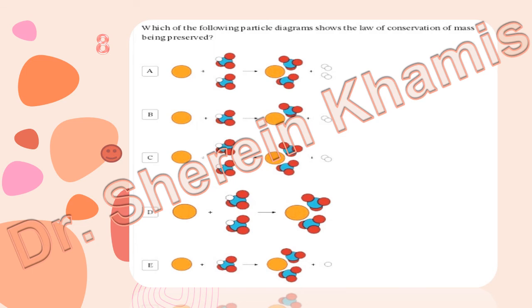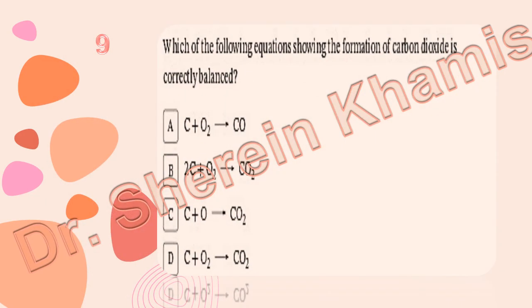Let's go into question 9. Question 9 says: which of the following equations showing the formation of carbon dioxide is correctly balanced? Okay, we must count the numbers. We have one carbon in the reactant and one in the product, two oxygen in the reactant but one in the product, so the first one will be wrong.